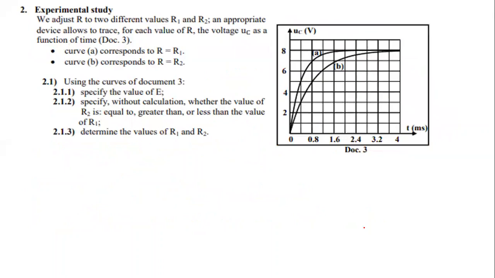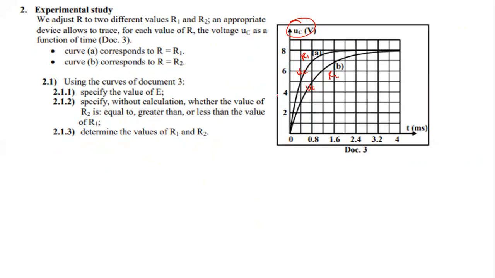Part 2, experimental study. We adjust R to two different values, R1 and R2. An appropriate device allows us to trace, for each value of R, the voltage UC as a function of time. So this is UC as a function of time. For curve A, I have R1. This is when I use R1, and this is the graph of UC. And this is the graph of UC when I use R2.